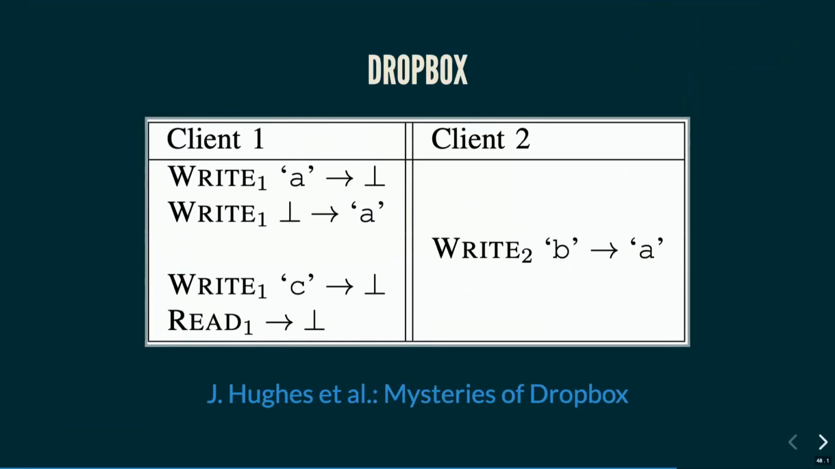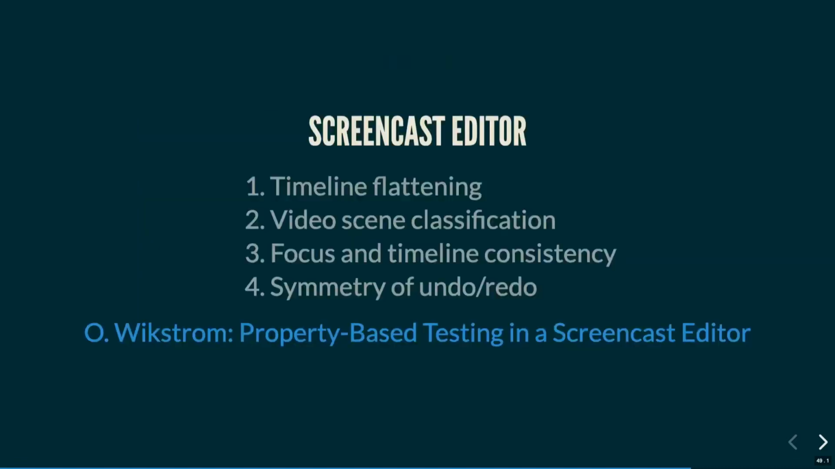And another client sees the A in the file, replaces it with a B, and then client one goes and writes C into the file that it previously saw to be empty. And then unfortunately, even though you can imagine that you should see either B or C in that file, Dropbox deleted it. So I think they fixed that bug now, but so it goes. Oscar Wickstrom has a couple of great, pretty recent blog posts on properties in a screencast editor that I highly recommend.